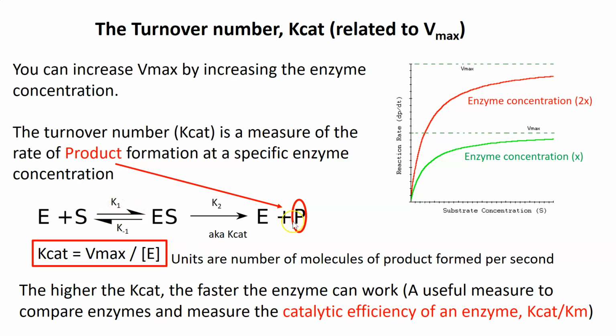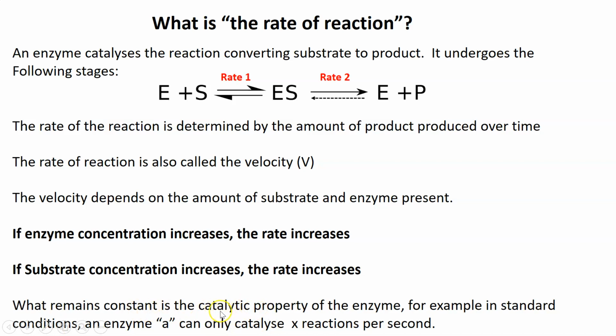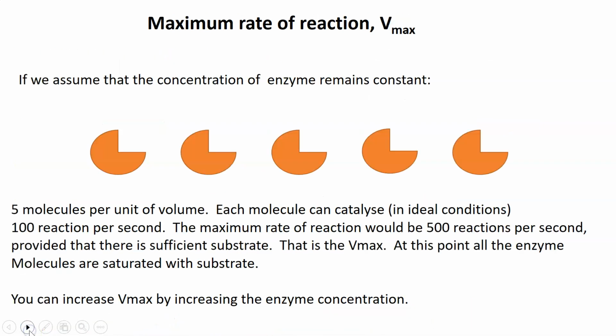Another thing about Kcat is that it's really a measure of k2, which is the formation of product after you get the formation of the enzyme-substrate complex. So it doesn't disregard this. Kcat is also known as the rate constant. This is the formula for calculating Kcat: it's the Vmax divided by the enzyme concentration. If I go back now, that's another way of saying the catalytic property of the enzyme: enzyme A can only catalyze X reactions per second. And that's the Kcat.